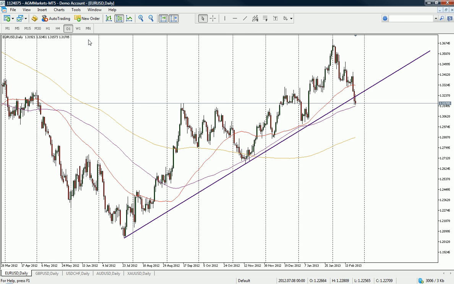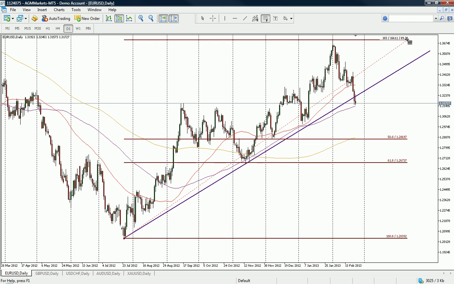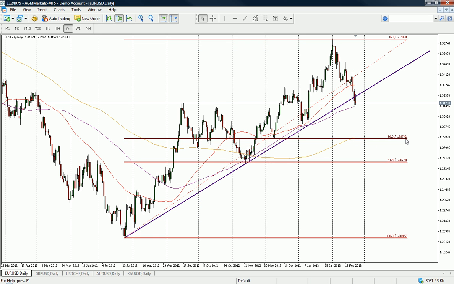If you want to look at the bigger fib, which is from these lows down here in July at the 1.2040 handle, if you draw it to the high there, the 50%, funny enough, does coincide with the 200-day moving average.